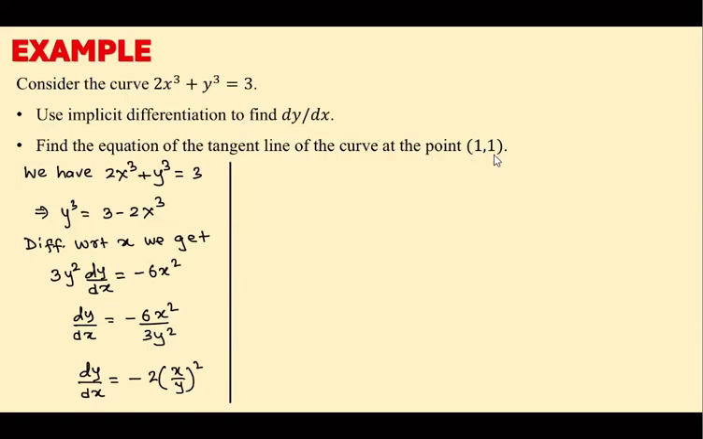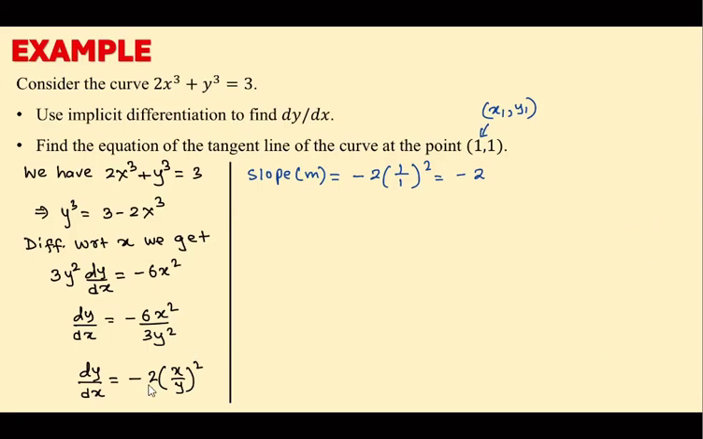The point is already given here. So this is our x1, y1. Okay, x1 is 1, y1 is also 1. And the other thing we need is the slope. So slope m is the value of this derivative at (1, 1). If we plug in (1, 1), that will be negative 2 times 1 over 1 squared, which is equal to negative 2. So the slope is negative 2.